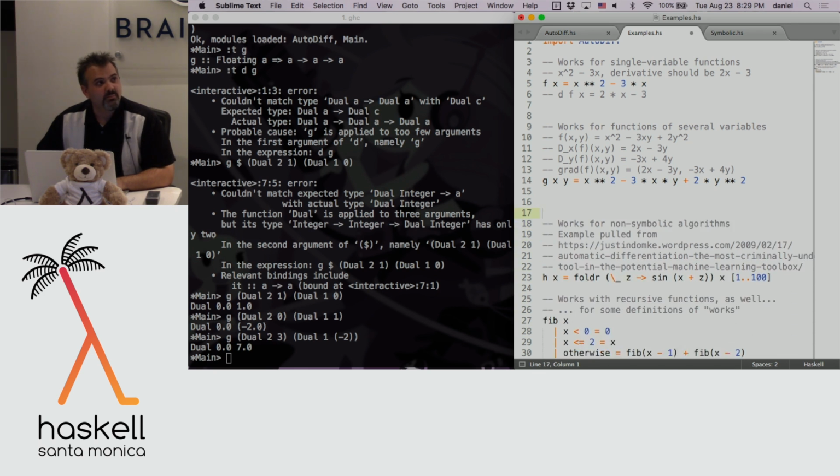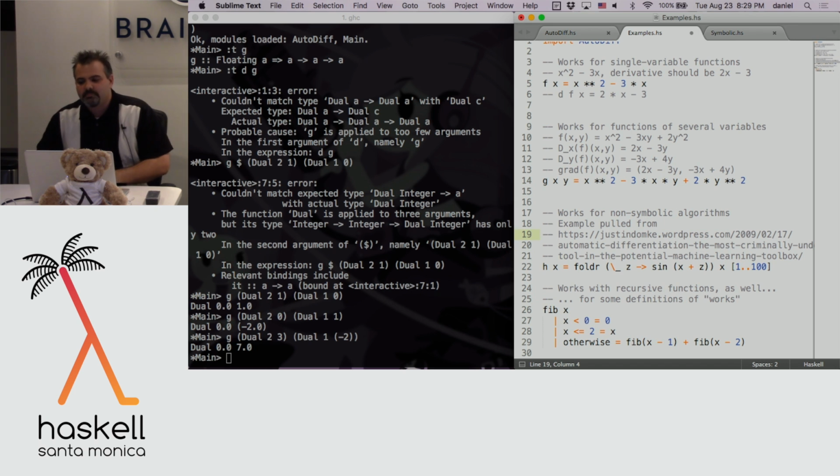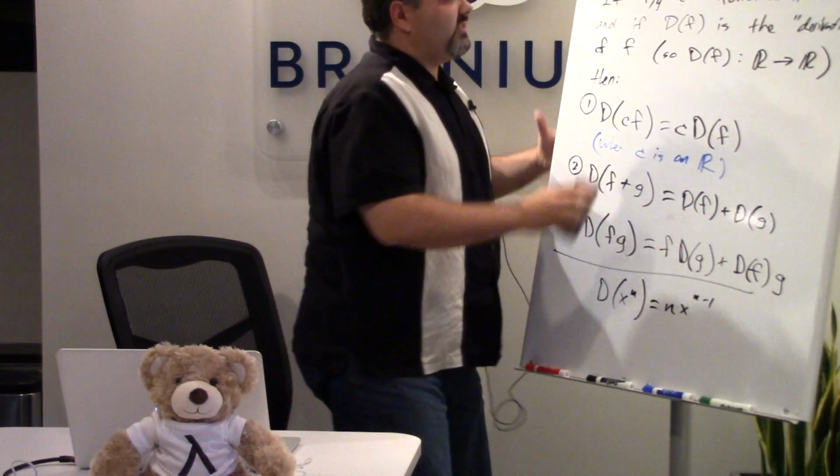Okay, now this is the big one, and this is why automatic differentiation is important. It works for non-symbolic algorithms. I got this example from a gentleman's WordPress. I'll put all the references at the end. But what we have here, let's ignore that for a little bit and write it on the board because I can't read that.